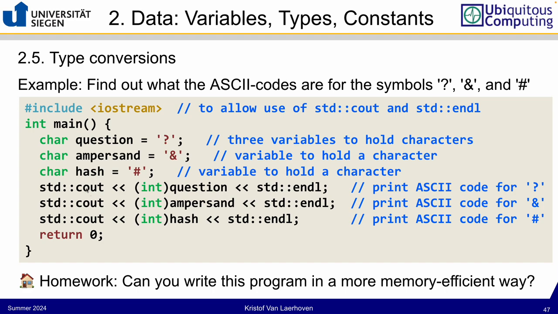And then in our terminal, we're going to print out the numbers that are assigned to these symbols. So the question mark will give you a number, print ASCII code, yeah, the ASCII code, so that number in the ASCII table, same for the ampersand, same for the hash. This is kind of a silly homework. How can you write this in a more memory efficient way? That is easy, I think. You should immediately see that. It's not that hard.